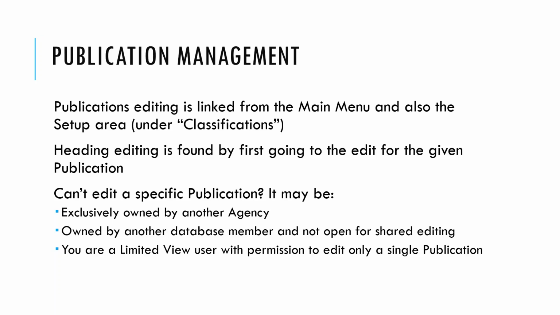So there are 2 places to get to publication editing, and I'm going to go through the whole process shortly. One is from your main menu. If you have permissions, you'll actually see the publications link from the main menu of the database. And you can also find it in the setup area under the classifications setting. If you need to edit headings, those are edited from within the specific publication that owns those headings.